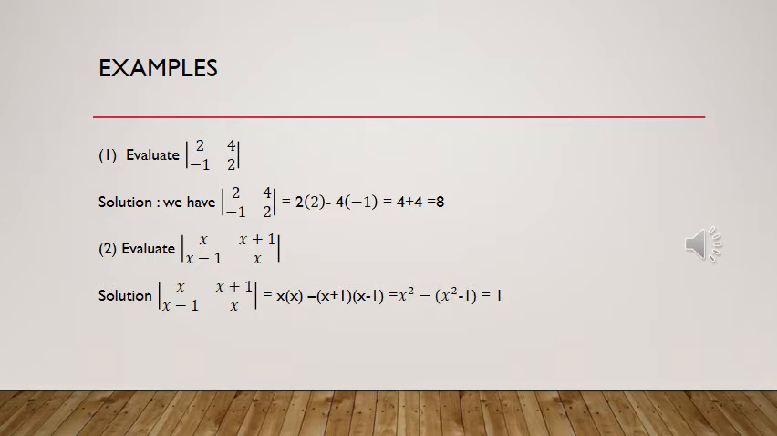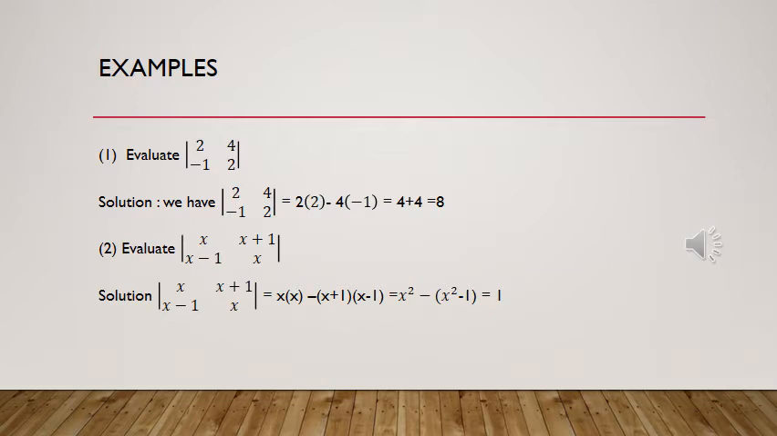See the examples. Example 1. Evaluate the determinant with rows 2, 4 and negative 1, 2. It is a 2 by 2 matrix, so its order is 2. The value is the product of the elements along the main diagonal, 2 into 2, minus the product of the elements along the other diagonal, 4 into negative 1. So 4 plus 4, that is equal to 8.